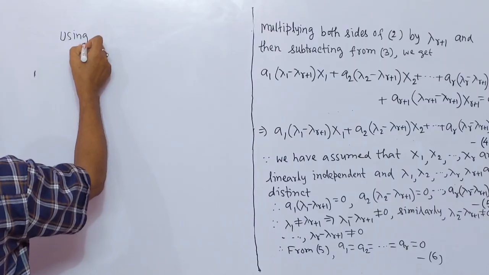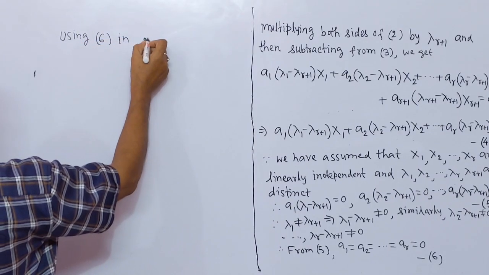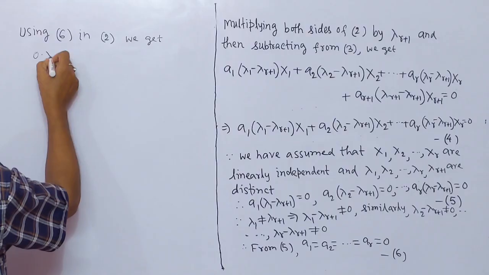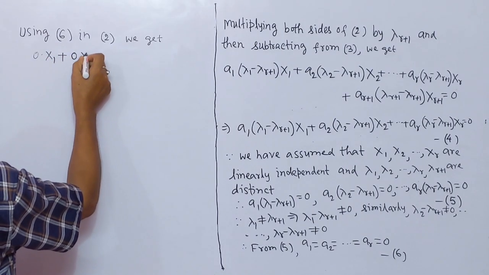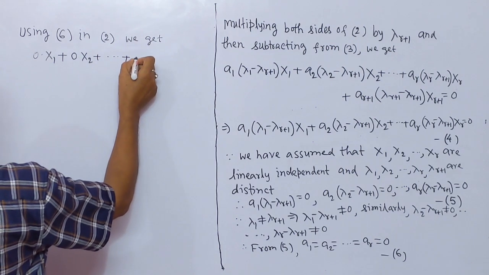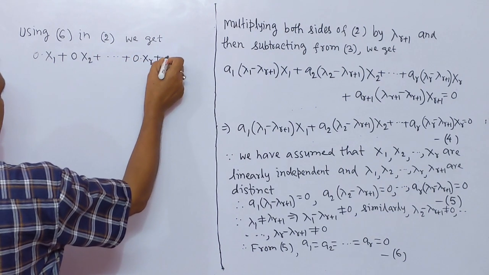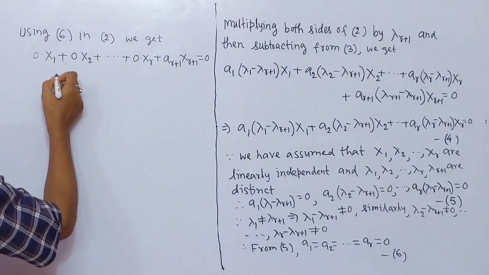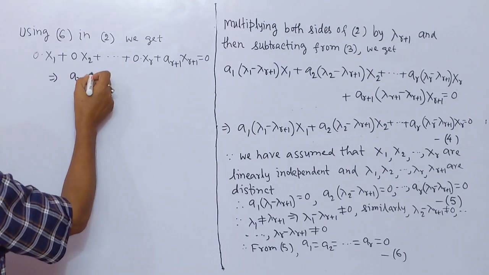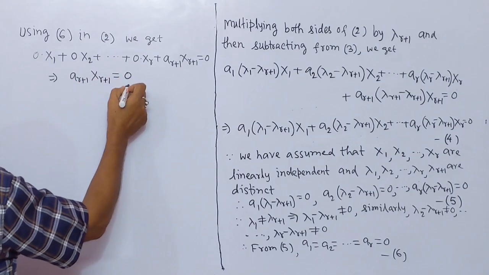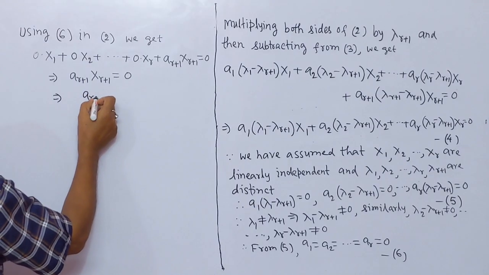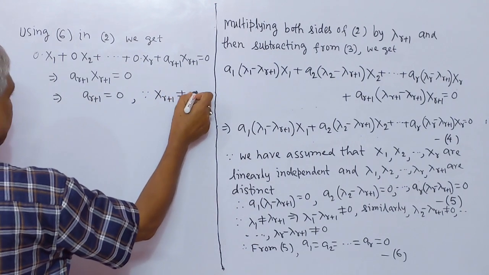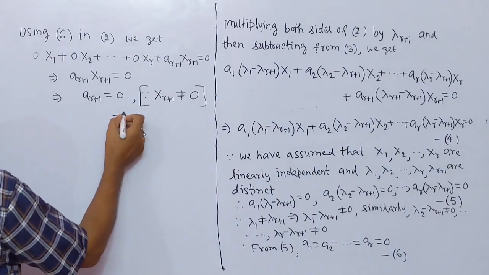Using 6 in 2, we get a1 x1, with a1 being 0, times x1 plus a2 (0) x2 + ... + ar (0) xr + a(r+1) x(r+1) = 0. This implies that a(r+1) x(r+1) = 0, which implies that a(r+1) = 0, since x(r+1) is not equal to the 0 vector. This is number 7.